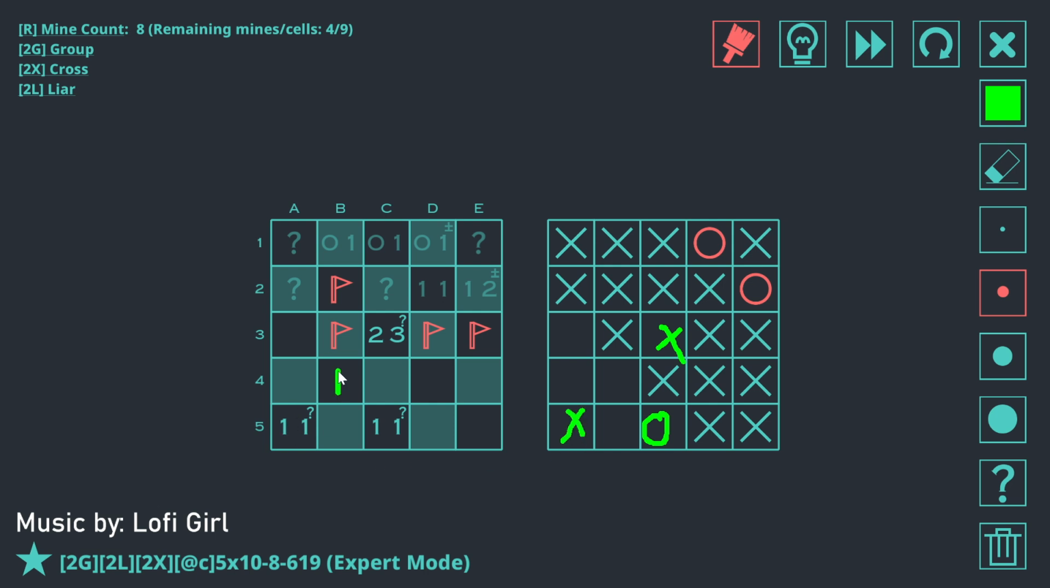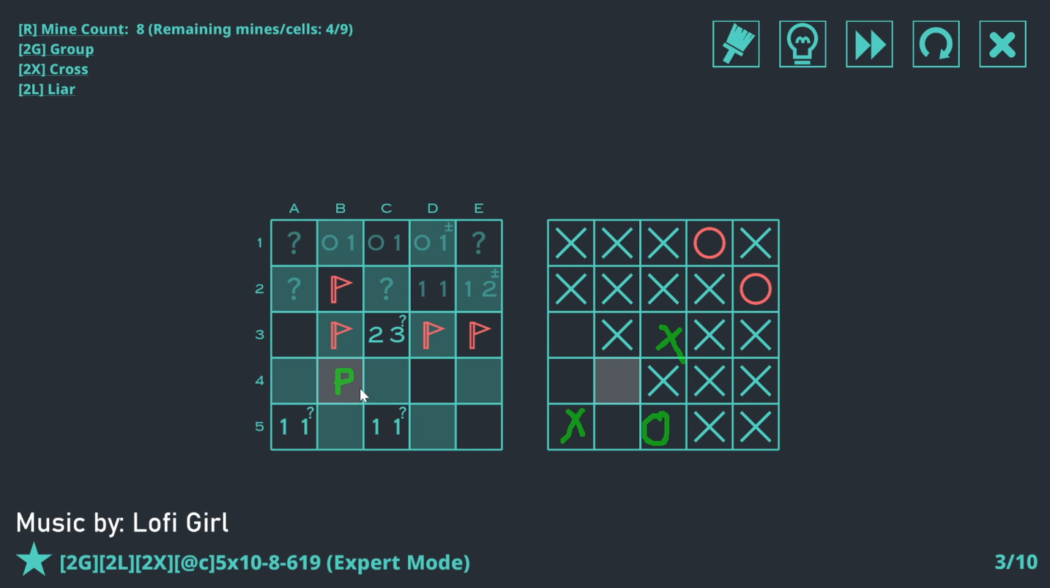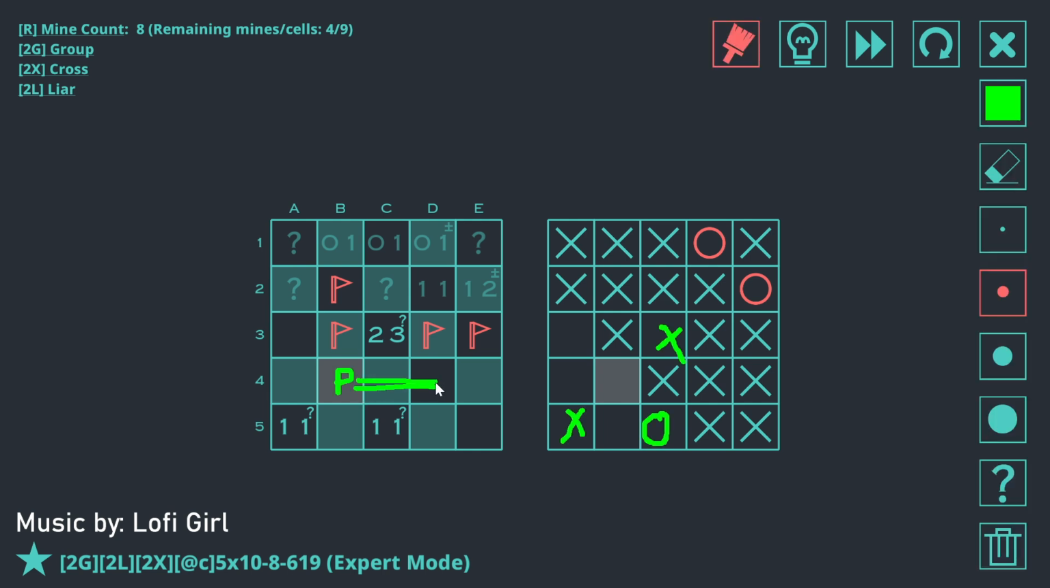1-1 telling the truth means there must be a mine here. 2-3 telling the truth means there must be 2 mines in here. I think either one being a mine here works. This 1-1 though, because there are already 2 mines here, must in fact be a 1-2. You would have to have a liar here and a liar here. That fails. Okay, look at that.